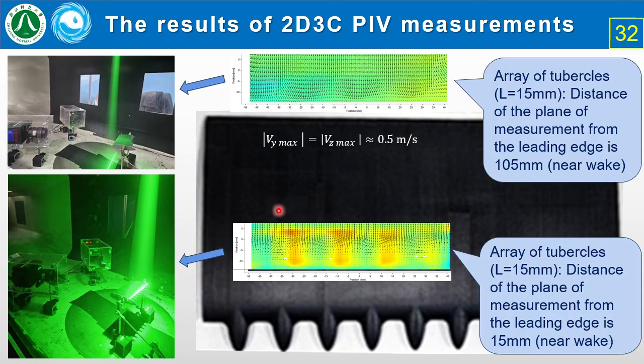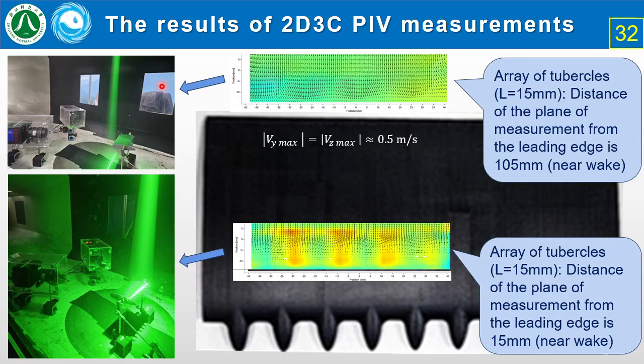This slide demonstrates the measurements of secondary flow in the transversal plane for the tubercle leading edge wing model. This is the most complicated case because the vortices are the weakest. If we make the measurements in the neighborhood of the leading edge with tubercles, where the distance between the plane of measurements and the leading edge is just 15 millimeters, we are able to get the periodic structure of the secondary flow.